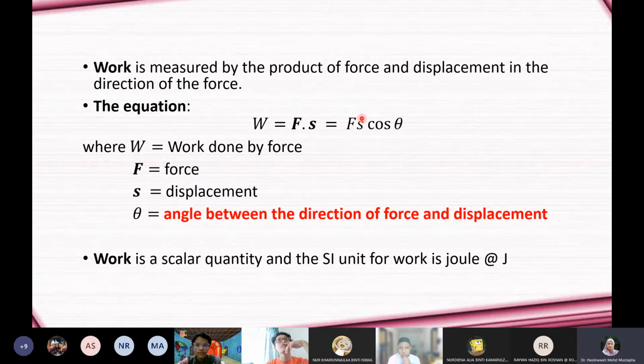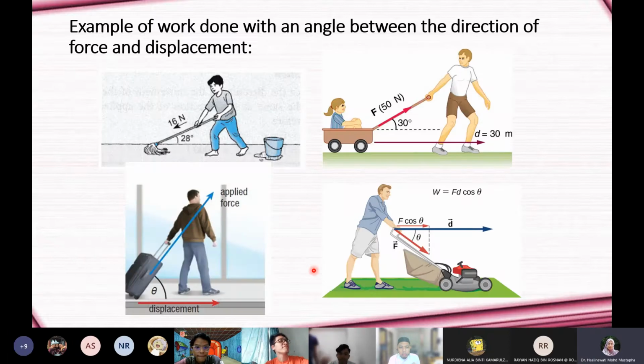So, it is important for you to identify the direction of the force and also the direction of the S when there is given a situation. Bila situasi diberikan dalam soalan, jadi you kena identify direction of force and also the direction of the displacement. Because kita ada theta dekat sini. Fs cos theta. Work is a scalar quantity and its SI unit for work is joule.